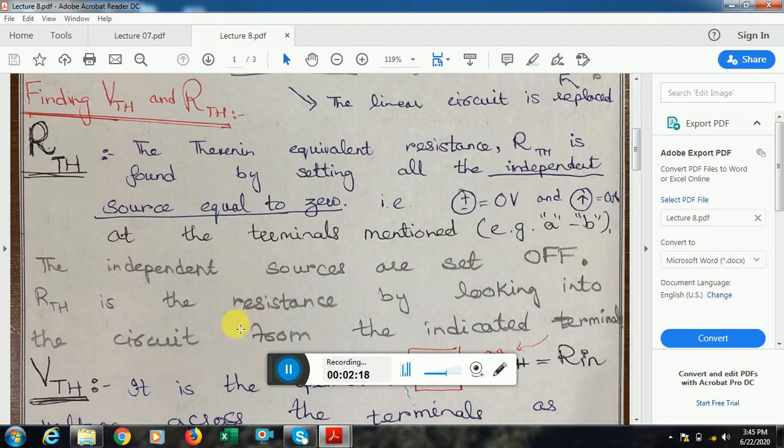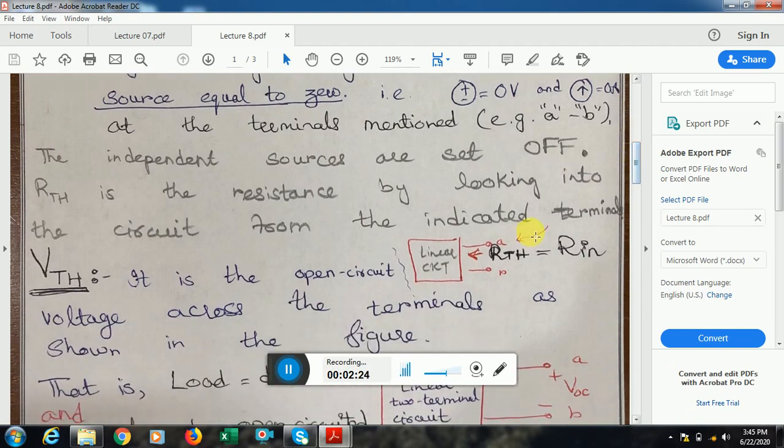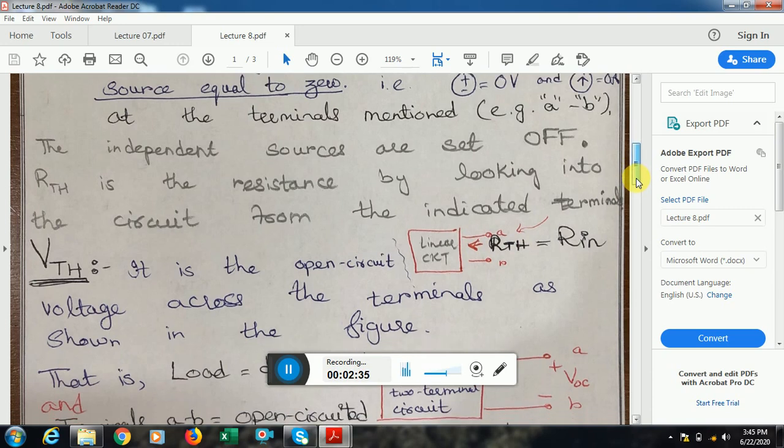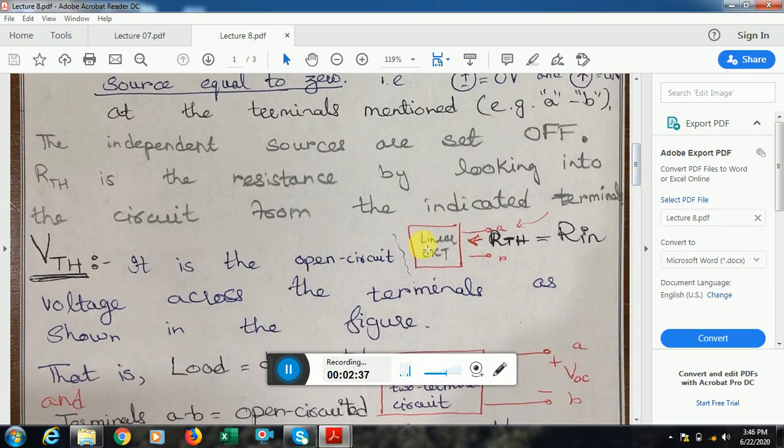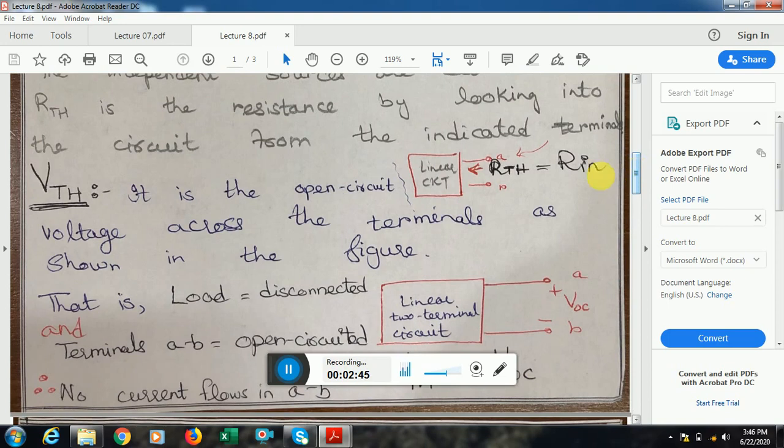Thevenin resistance is found by looking into the circuit from the indicated terminals. That is, the arrowhead is directed towards the inside of the circuit, and then you find what RTh, or Rin, is. Whereas VTh is the open circuit voltage. Between these two terminals, you find the total net voltage of this linear circuit. Once we start doing it, I hope you will get it.